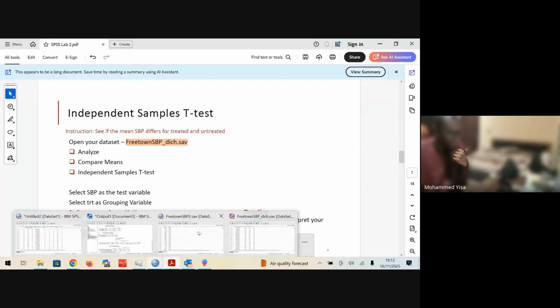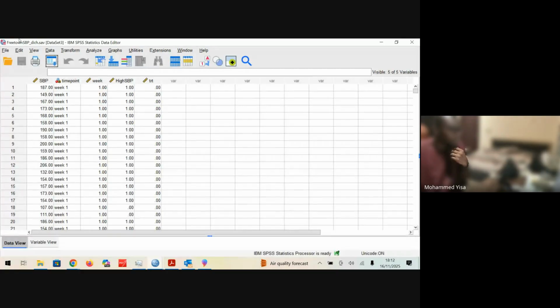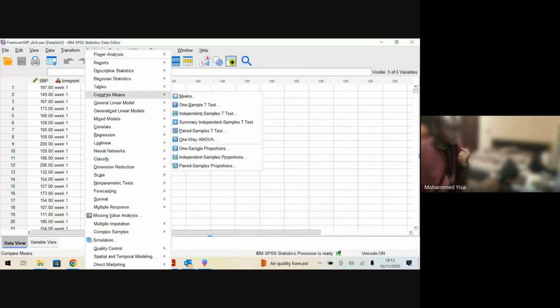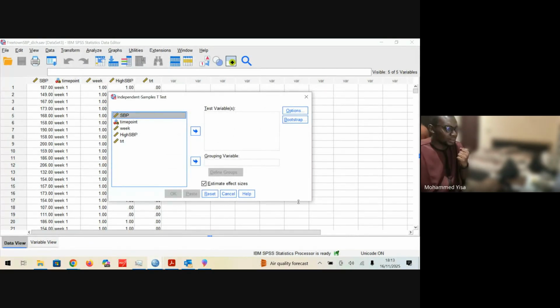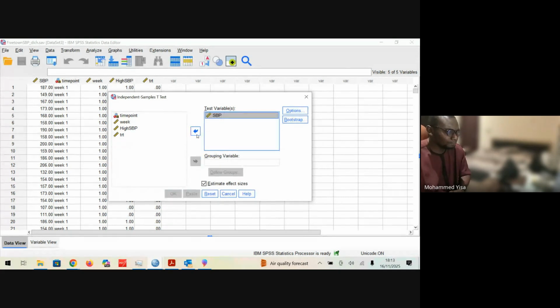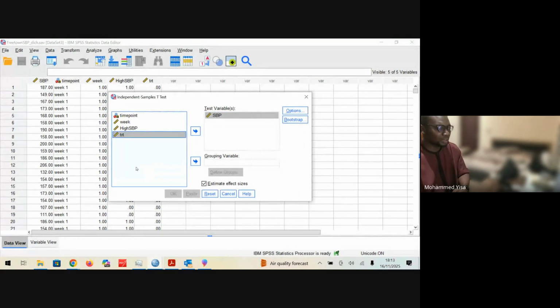So let's go to SPSS. There's systolic blood pressure, dich. Can you see my data sets? You can see my data view. Okay. So analyze, we come to compare means, and then we come to independent samples t-test. Right? So what is our test variable? We are testing systolic blood pressure. What is the grouping variable? The grouping variable is treatment. Were you treated or were you not treated?